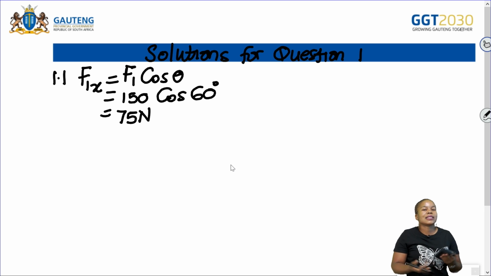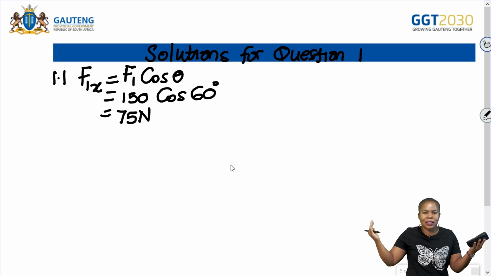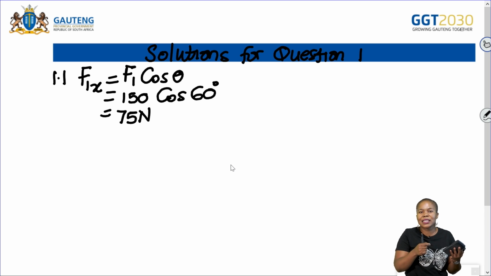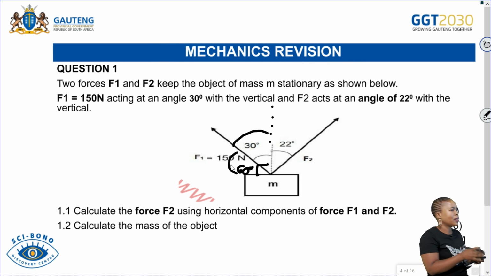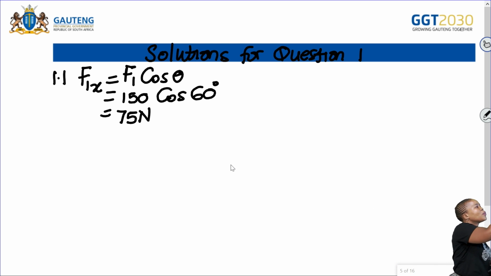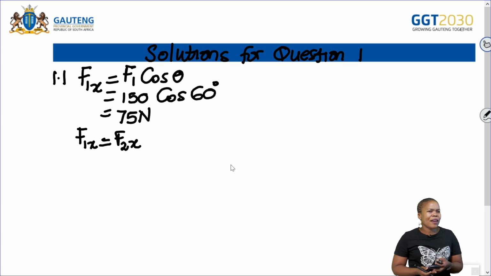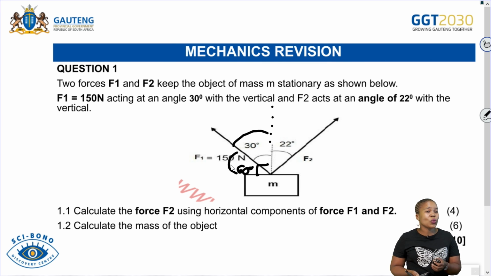What does this tell me? Because there is a mass that is hanging, balancing the two forces, if I know F1x, I also know it for the other one as well. So therefore F1x equals F2x. However, I still don't know which one it is for F2, because I haven't calculated the force F2 yet, so that's what I have to do.